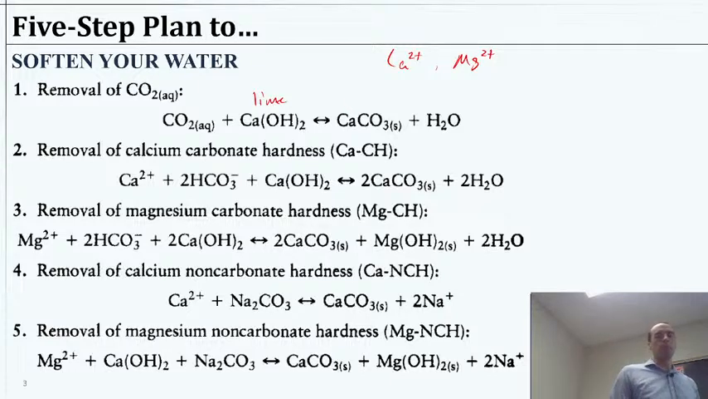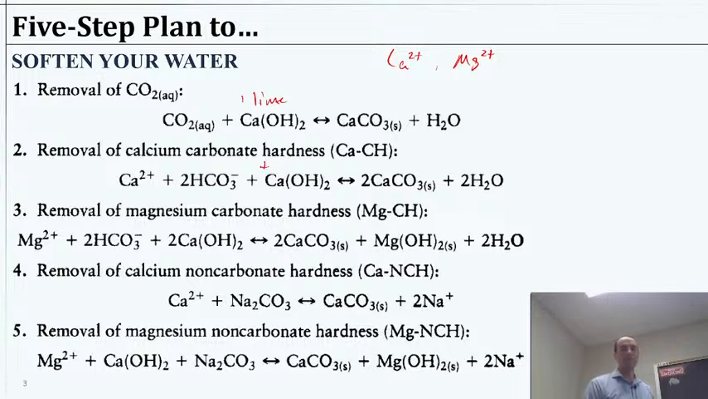So then we need to remove what we would call the calcium carbonate hardness, meaning we have some amount of calcium in the solution that's contributing to hardness, and it's associated with some carbonate that's already there. And this is going to look a little funny, given that we just added lime to get rid of the CO2. But here we have some calcium that's in solution. We have some bicarbonate that's already there. And so what do we do? We add lime.